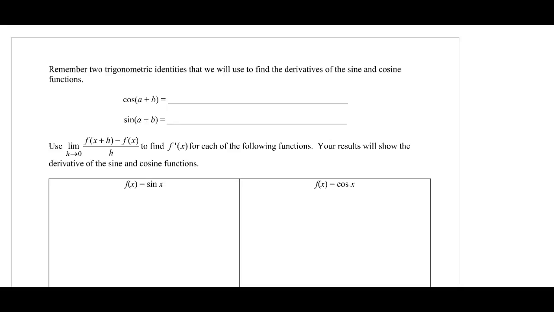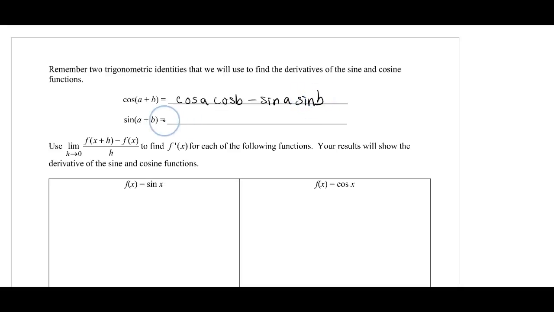Finally, for this half of the lesson, we're going to derive the derivative of the sine and cosine functions. Their derivatives are actually really simple, and you won't be required on the AP exam to do the derivation, but it's important to understand where it comes from. And in order to find this derivative, we need to use two trig identities from precalculus. The first is the cosine of a plus b, which, as you may remember, is the cosine of a times the cosine of b minus the sine of a times the sine of b.